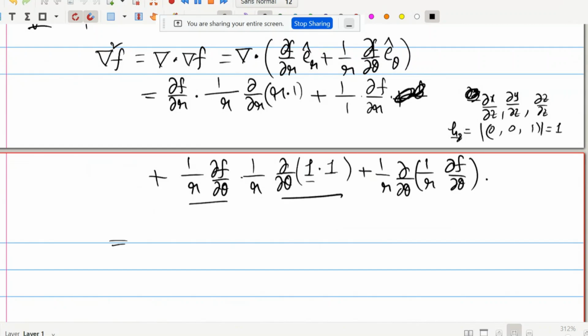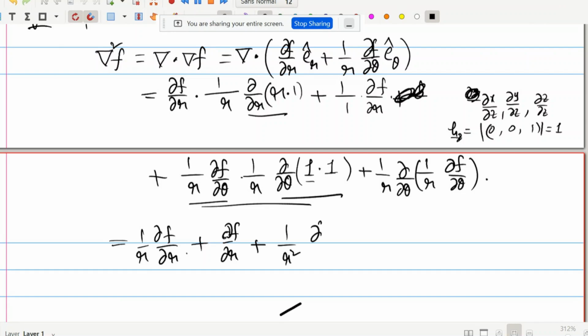So now this is 0, right? This is a constant. So what do you have here? ∂F/∂R into this is 1, right? So simply 1/R times this, plus ∂F/∂R, plus this whole thing is 0, plus 1/R² ∂²F/∂θ².